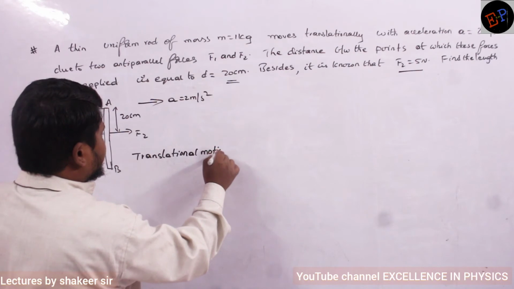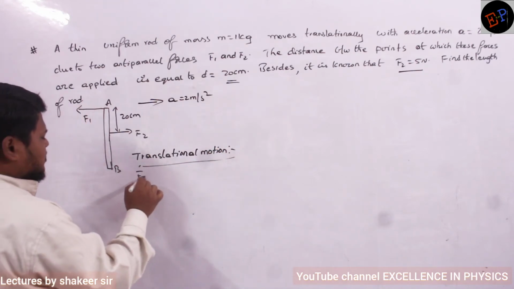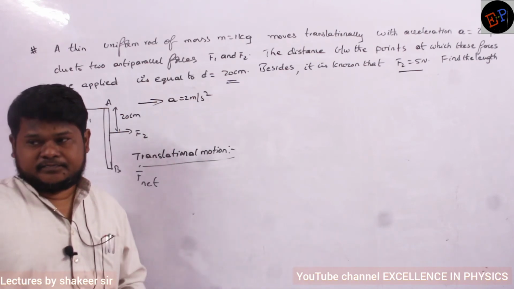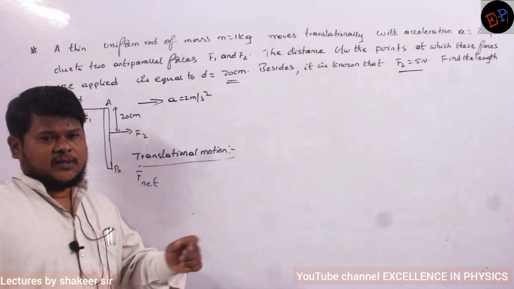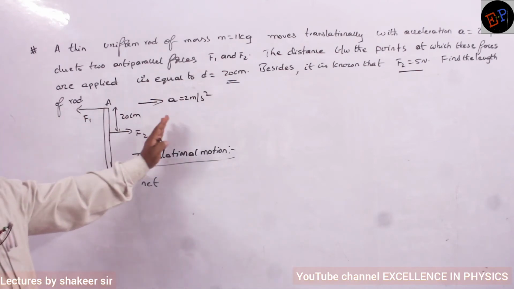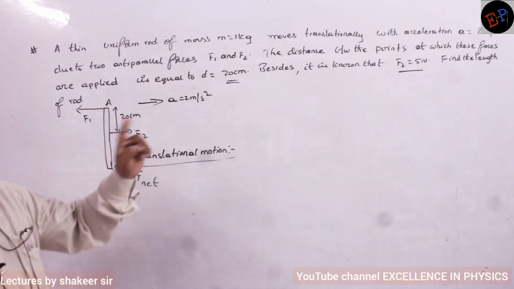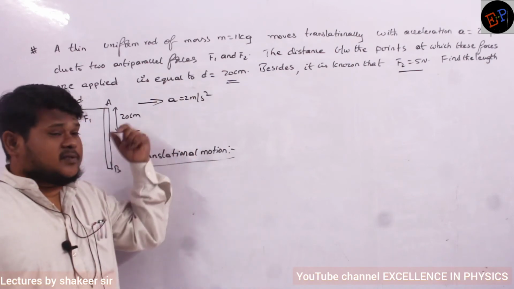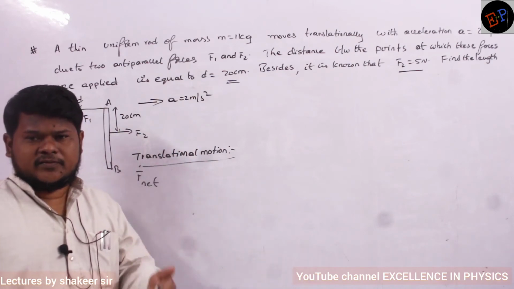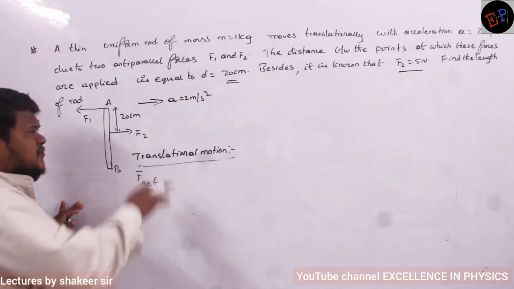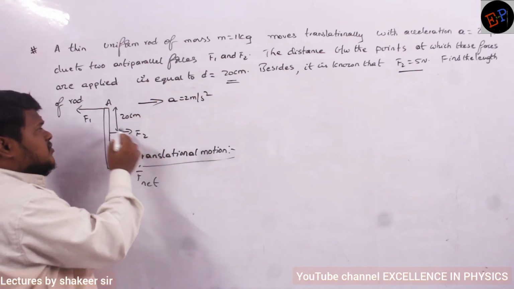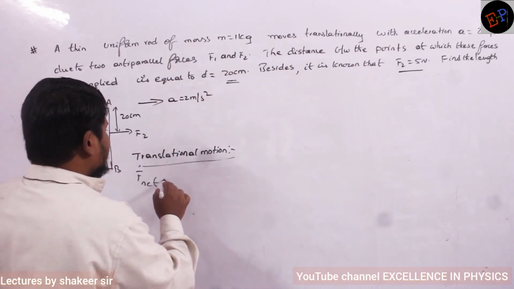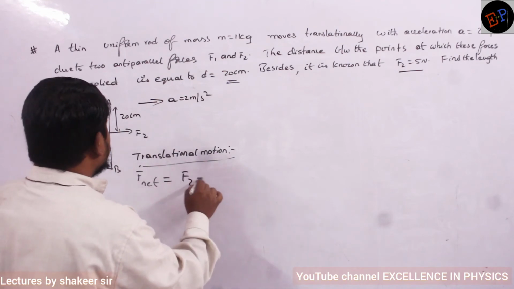In translational motion, we just study about net force only. In rotational motion, we study about net torque. But in translational motion, we study about net force. Clear, no? The rod is translating with acceleration. It means definitely the rod is not in translational equilibrium. Is it in translational equilibrium? No, because acceleration is present. If acceleration is present, net force also will be present. So if I consider acceleration in this direction, then F2 should be greater than F1. So therefore net force is nothing but F2 minus F1.